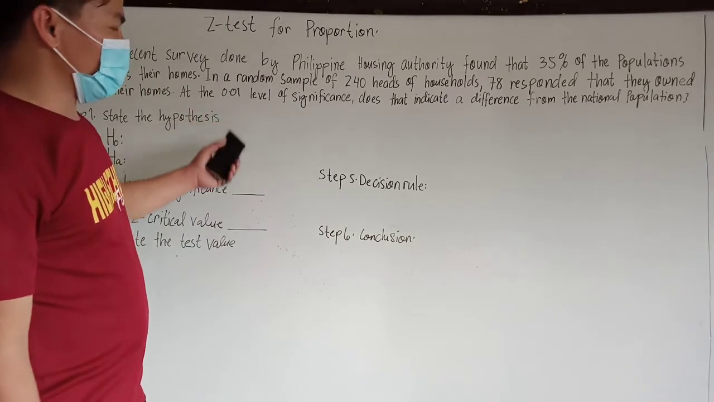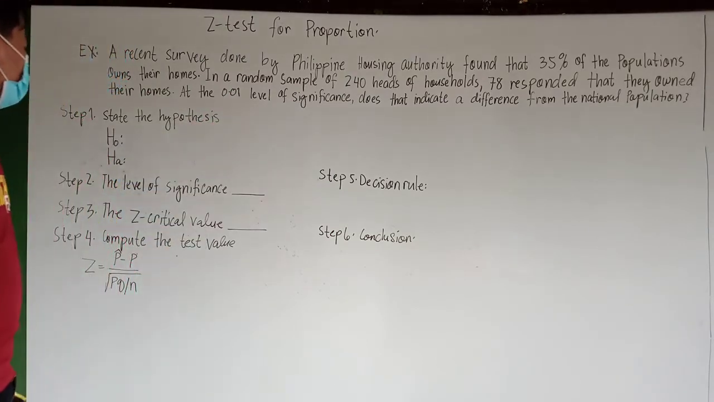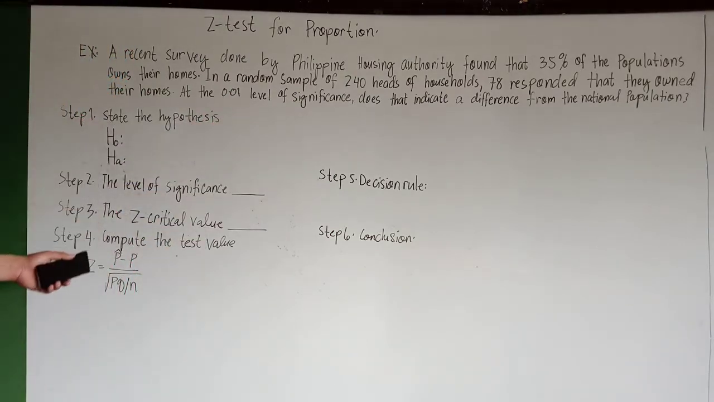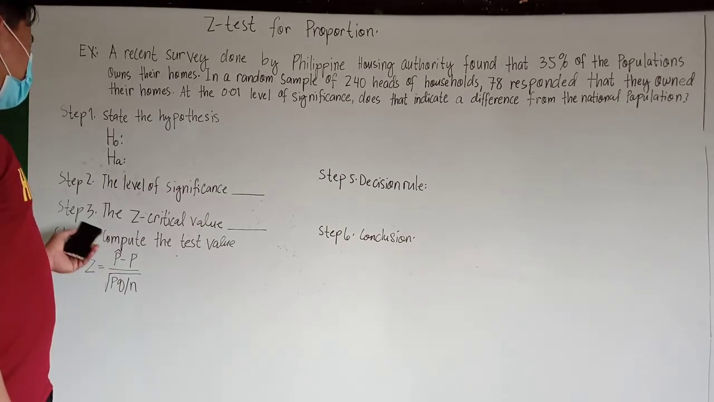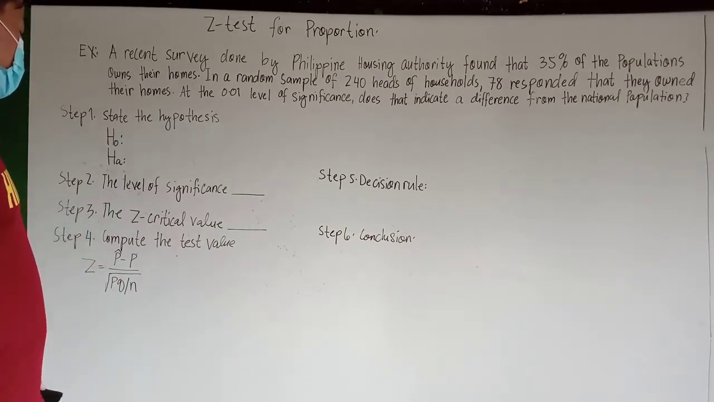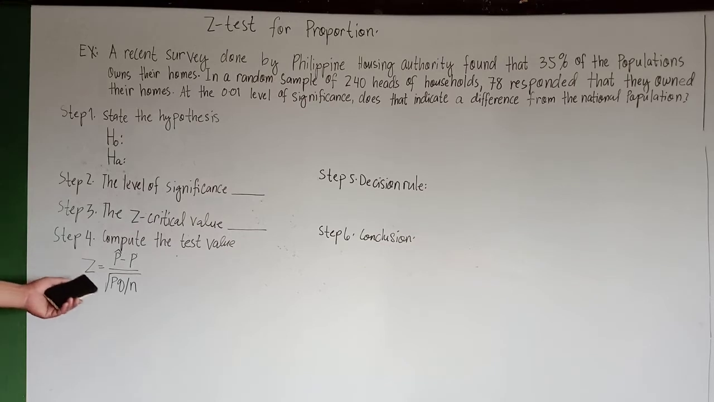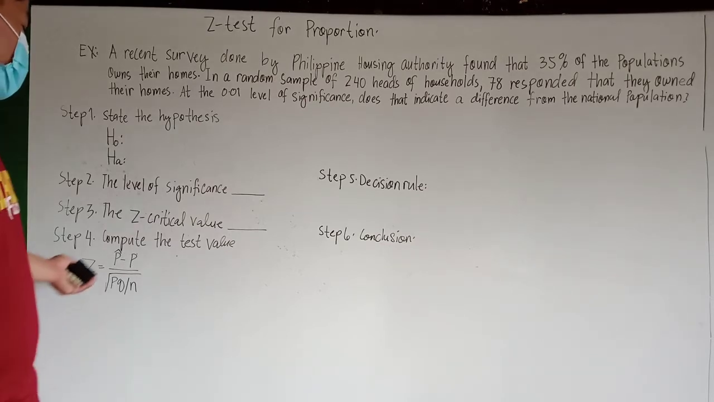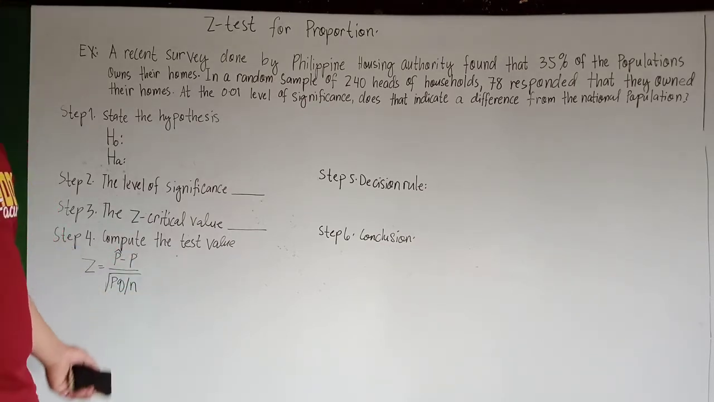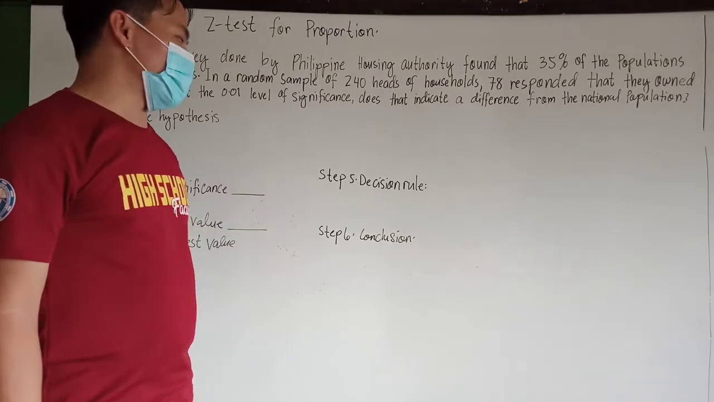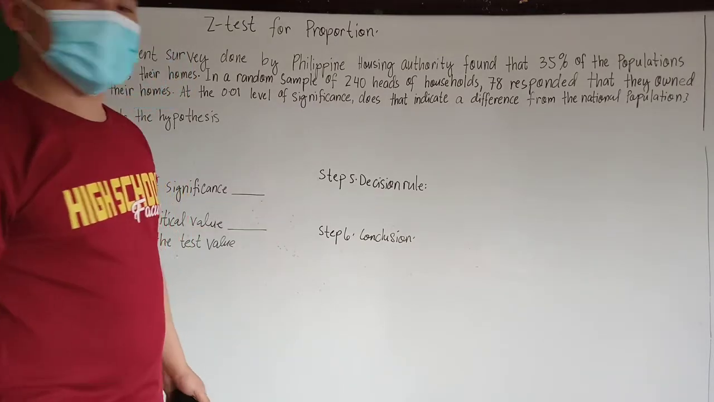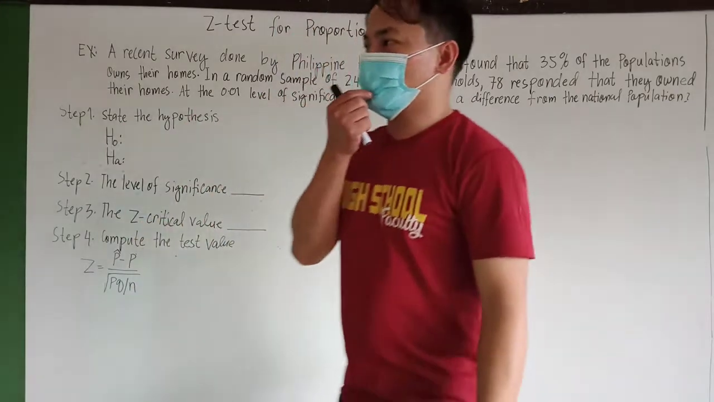We can verify this given situation by using these 6 steps. The first one, we have to state the hypothesis. Step number 2, we have to identify the level of significance. Step number 3, the z-critical value. Step number 4, compute the test value for the z-test. Step number 5 is the decision rule, and the last one is the conclusion.